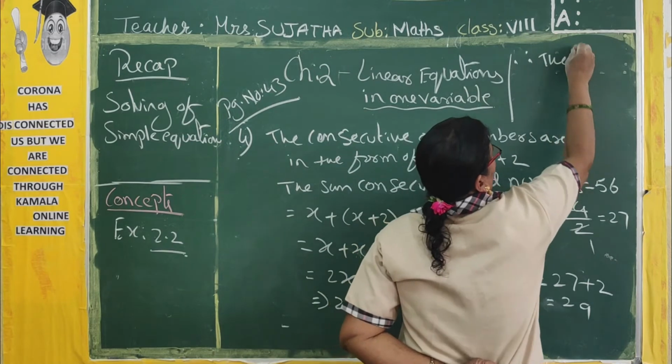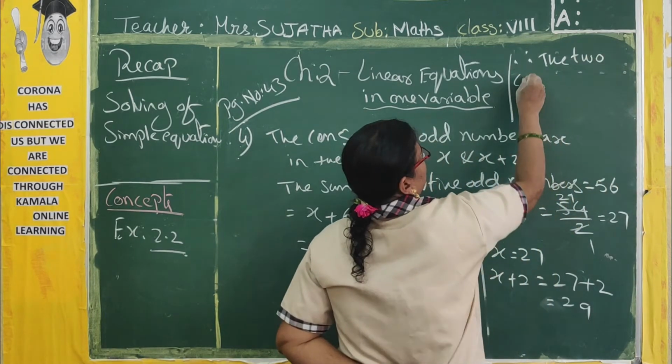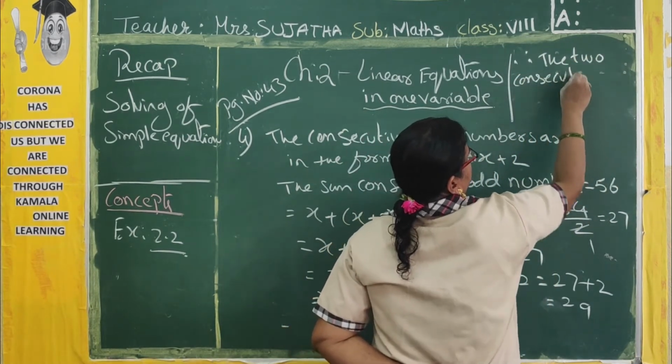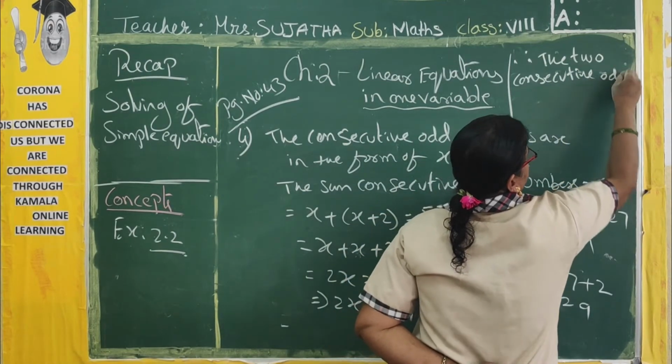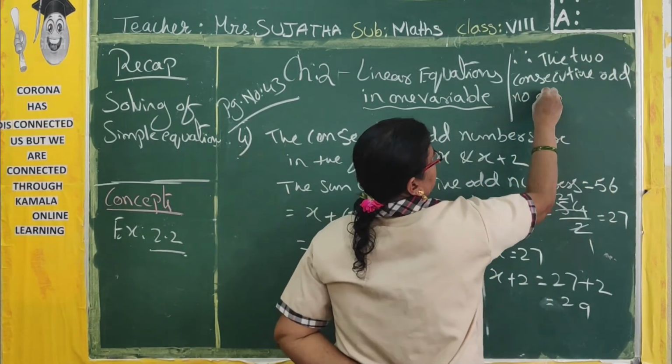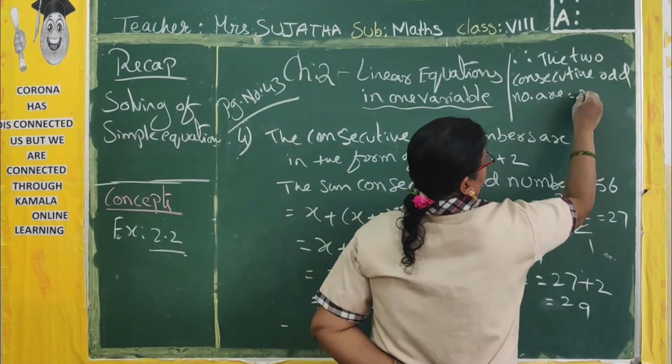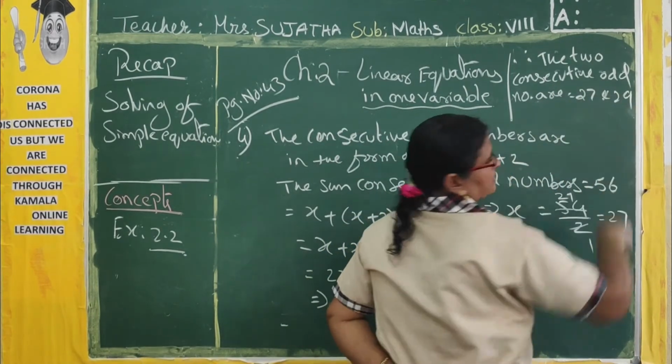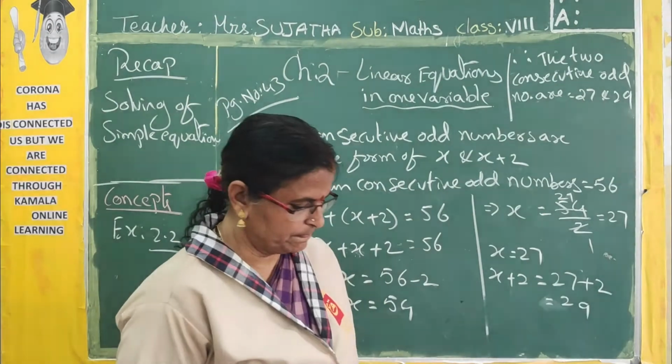Therefore, the two consecutive odd numbers are 27 and 29. Understood? Like that you can do.